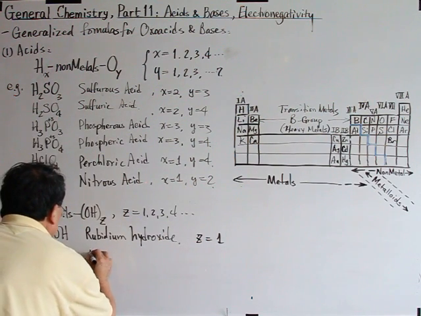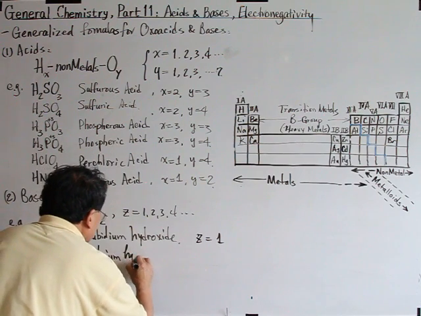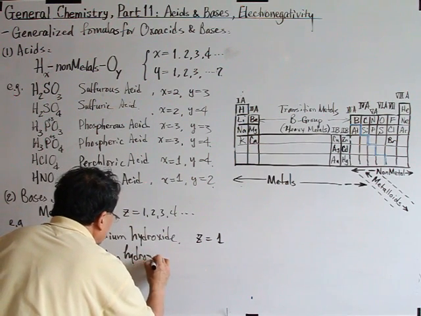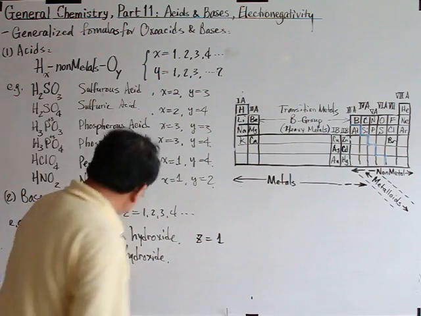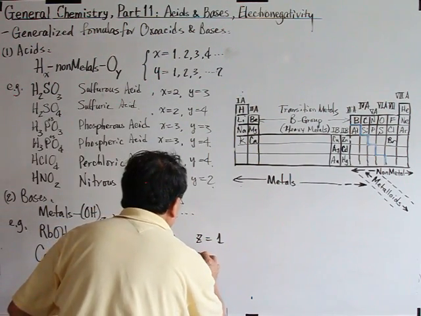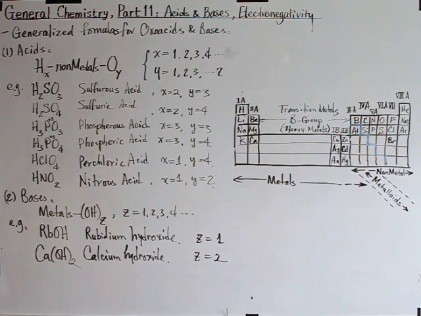So that's calcium hydroxide. Now what's the Z number? The Z value is 2, right? Z equals 2. Alright.